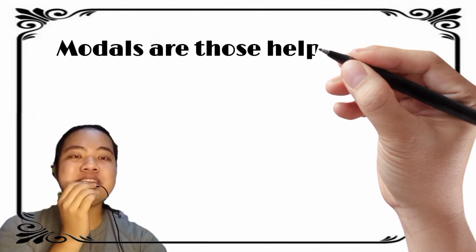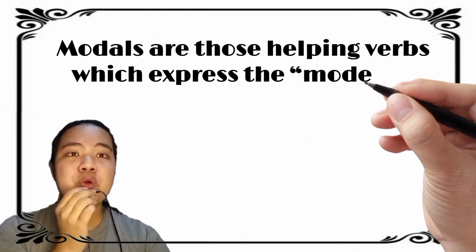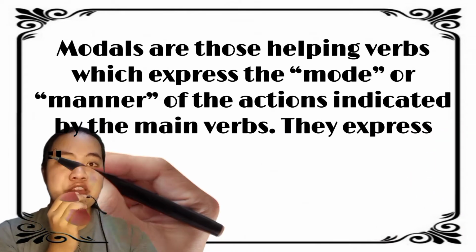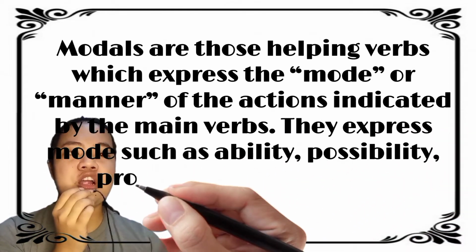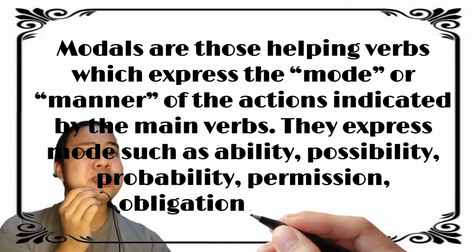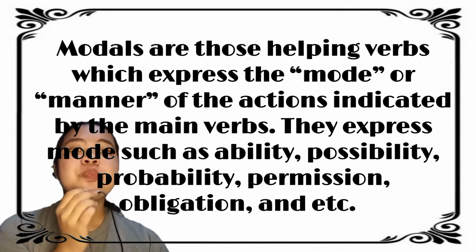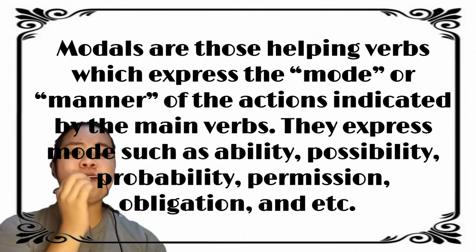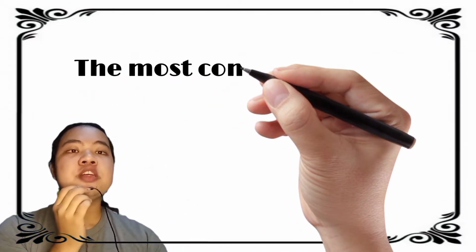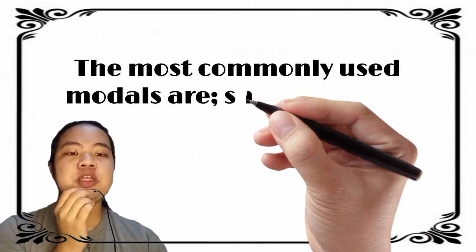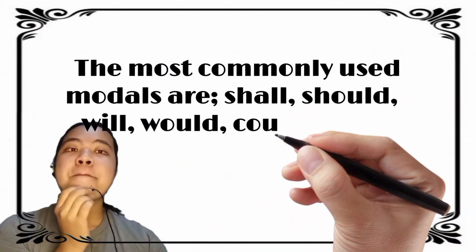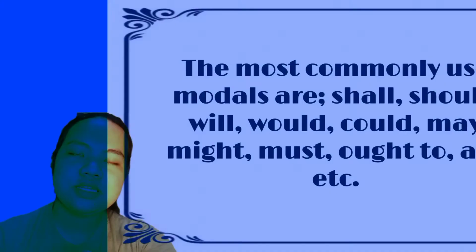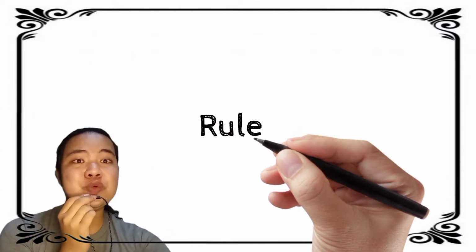And now let's define first what is a modal. Modals are those helping verbs which express the mode or manner of the action of the main verb. These modes are probability, possibility, ability, permission, obligation, and many more. The most commonly used modals are shall, should, will, would, could, may, must, ought to, and many more. And now let's proceed to the rules of modals.